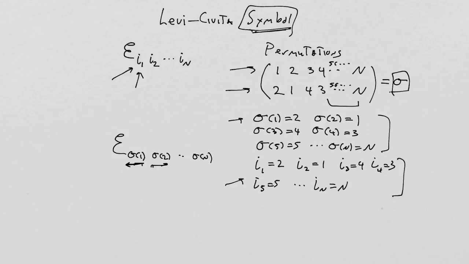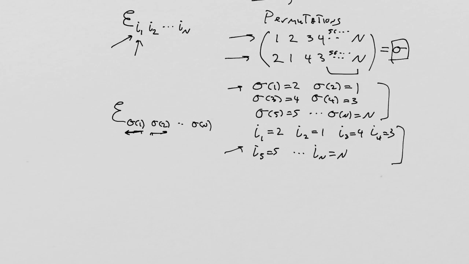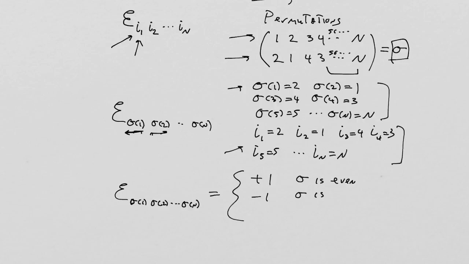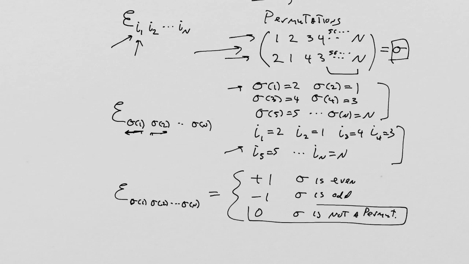But now that we understand how to write down and draw the darn thing, what is it? So the Levi-Civita symbol, I'll do it this way: sigma 1, sigma 2, to sigma n. It's going to equal +1 if sigma is even, -1 if sigma is odd, and 0 if sigma is not a permutation.